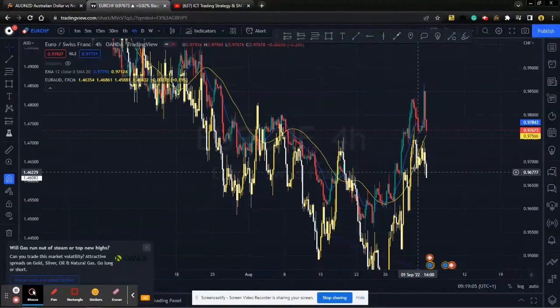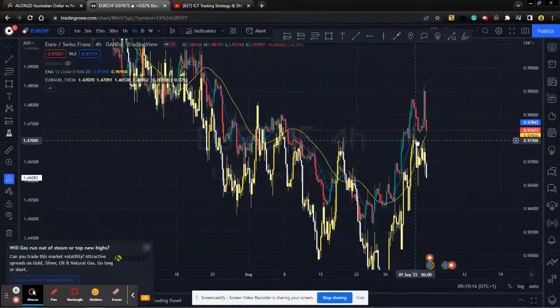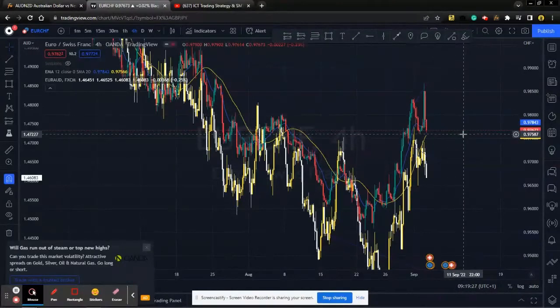And now Euro CHF made a high and a higher high, but when it comes to Euro AUD, it made a high and a higher low, and this is an indication that the market is willing to go down. But how can you trade this? It's good to combine this with the market structure.